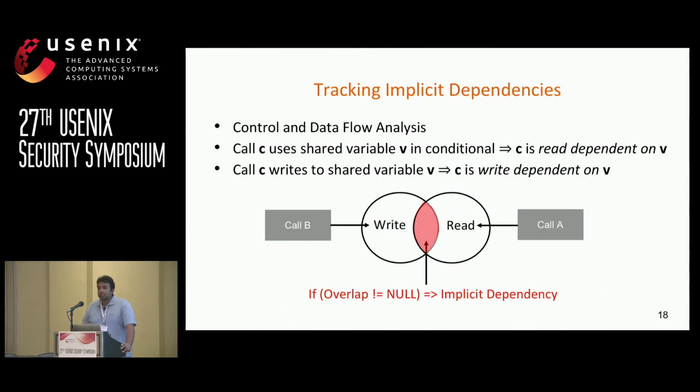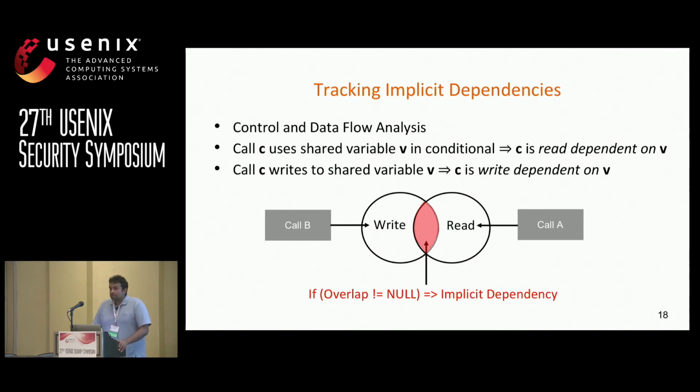If it is, we add all the calls which produce the pair as explicit dependencies. MoonShine tracks the implicit dependencies by using a lightweight static analysis on the target OS. It performs this analysis at the system call definition, and then walks the kernel AST while checking for two conditions. The first condition is if a call C uses some shared variable V inside of a conditional expression, then it will mark C as read dependent on V. And if a call C writes to a shared variable V, it will mark C as write dependent on V. This shared variable could be a global or a process-wide structure.